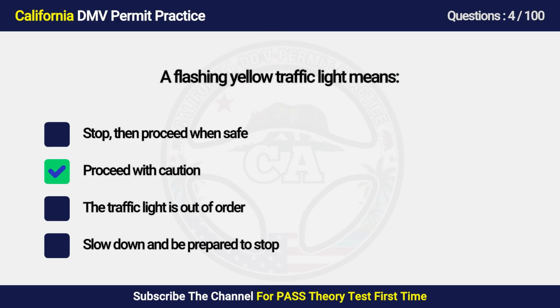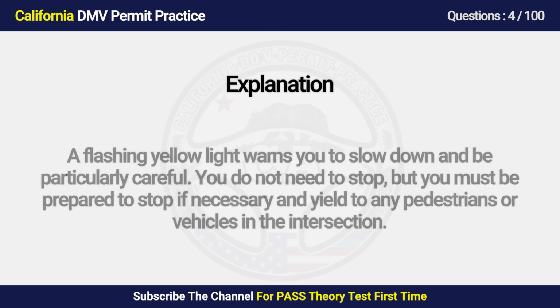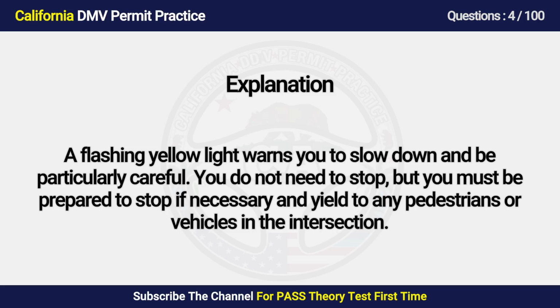Answer is B. Proceed with caution. A flashing yellow light warns you to slow down and be particularly careful. You do not need to stop, but you must be prepared to stop if necessary and yield to any pedestrians or vehicles in the intersection.